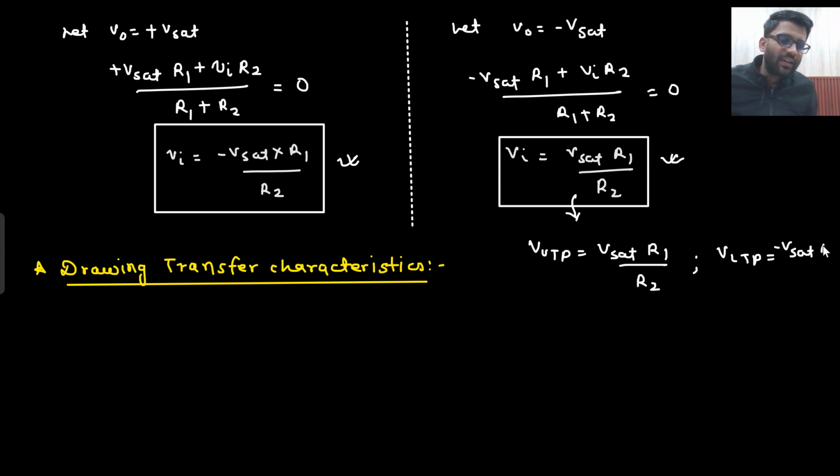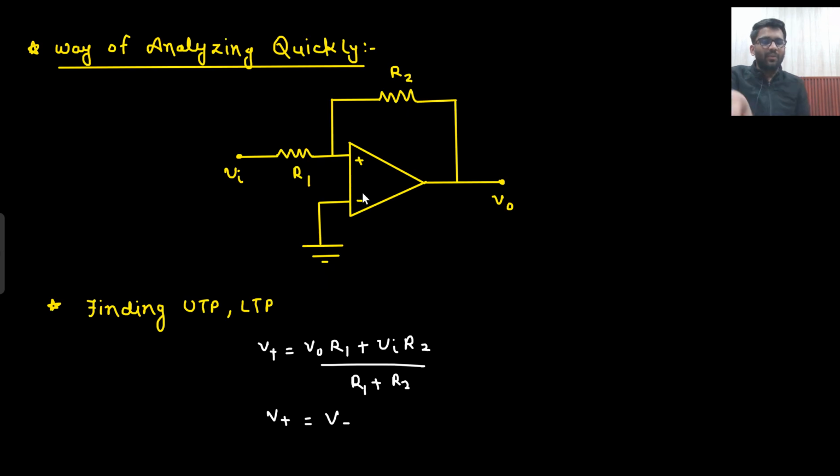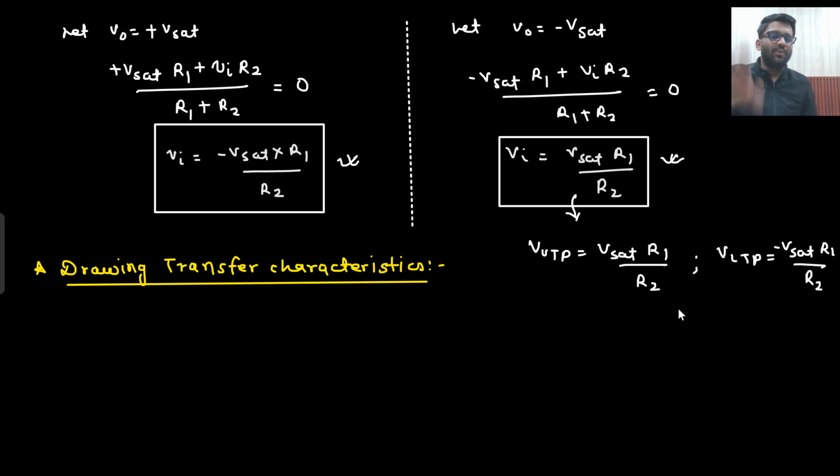Just first take the output to be plus V set, then take the output to be minus V set, and get the V positive potential. Just remember that I am applying a virtual short with respect to output plus V set and minus V set. From there I will get my two threshold voltages. The one at higher value will be the upper threshold, and the one at lower value will be the lower threshold. Now how will I draw the characteristics?